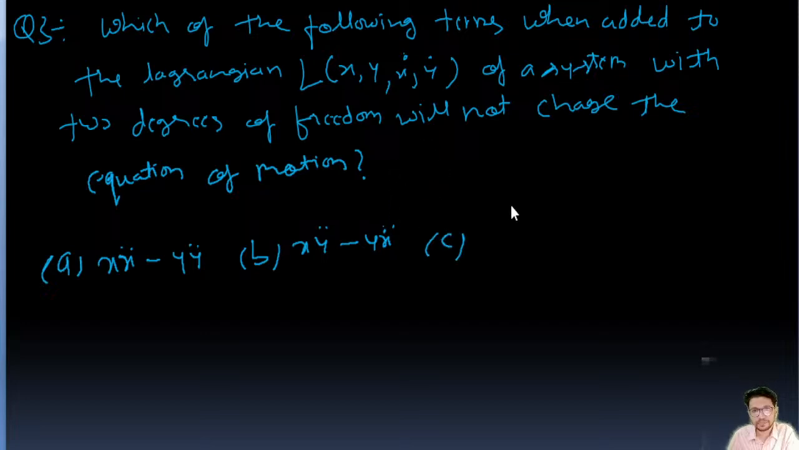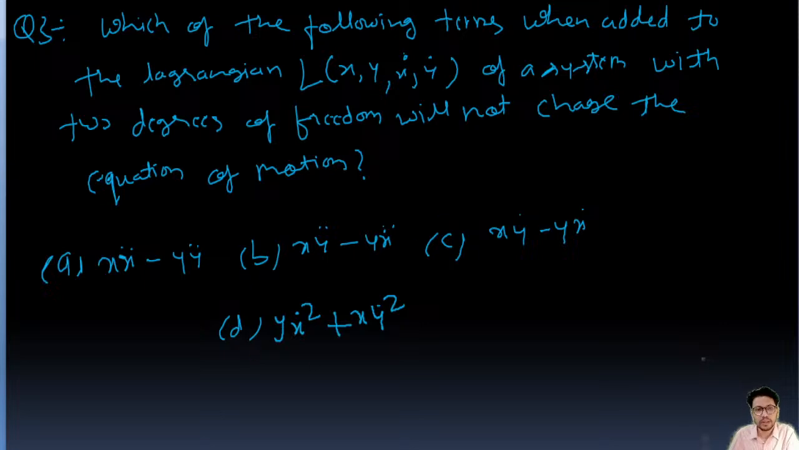Option C is x y dot minus y x dot, and option D is x y x dot square minus y x dot square plus x y dot square.